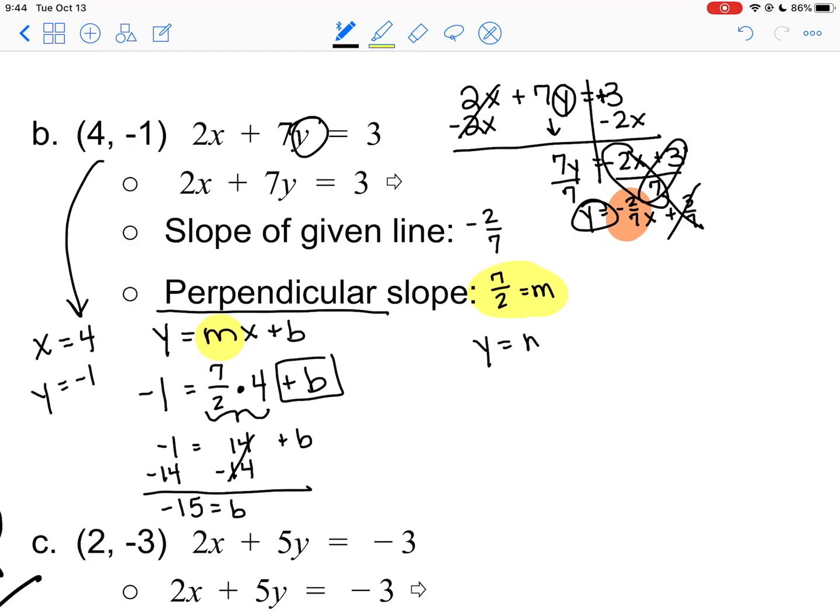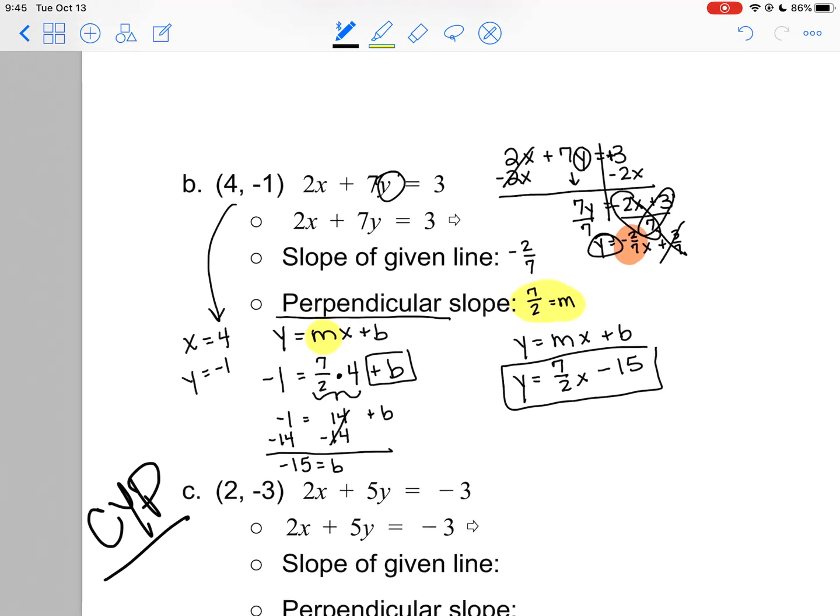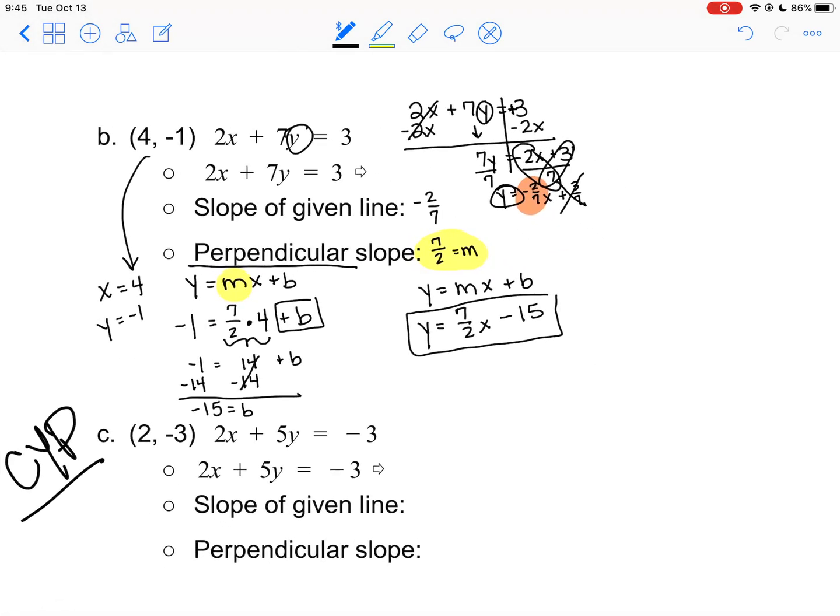So finally, I'm going to put this all together to make an equation. That's going to be y equals my perpendicular slope, which was 7/2. And then the y-intercept I just found was -15, so that's going to be -15 at the end of this line. So the perpendicular line to the one that was given that goes through that particular point is y equals 7/2x minus 15.